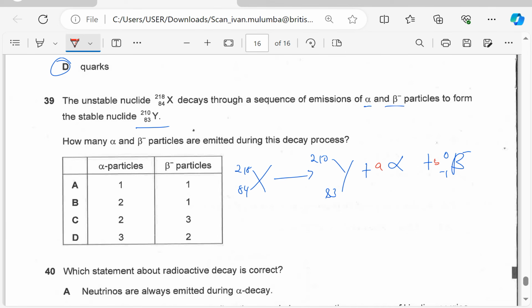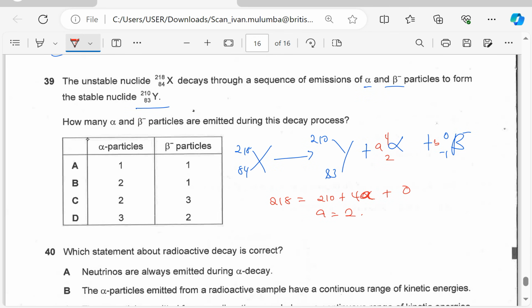Considering the nucleon number, we have that 218 is going to be 210 plus, remember alpha is 4 2, 4 times A, then plus B times 0, which is 0. So what is A here? A is going to be 218 minus 210, which is 8, divided by 4, that is 2.